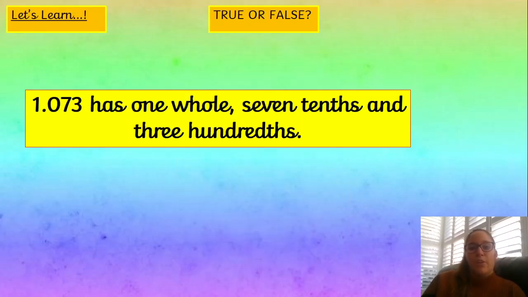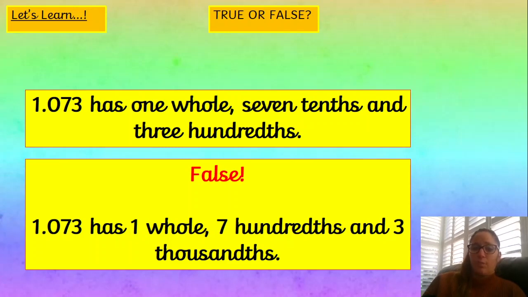Okay, let's have a game of true or false. True or false? 1.073 has 1 whole, 7 tenths, and 3 hundredths. True or false? Okay, if you need to, pause the video. Okay, you can write the numbers down to see if it's true or false, if it helps you. Have a think carefully. Okay, so this one is actually false. 1.073 has 1 whole, 7 hundredths, and 3 thousandths. It hasn't got any tenths.